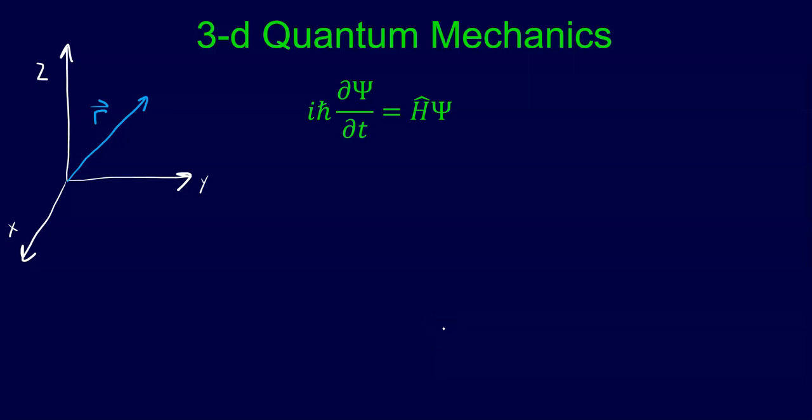Let's start our move into three-dimensional quantum mechanics. Now, I think we're going to find that a lot of stuff, especially early on, is very similar to what we've done before, very similar to one-dimensional physics. But of course, when we're adding more dimensions, we're going to be adding more mathematical complexity. And so here we have a vector r with its x, y, and z components.